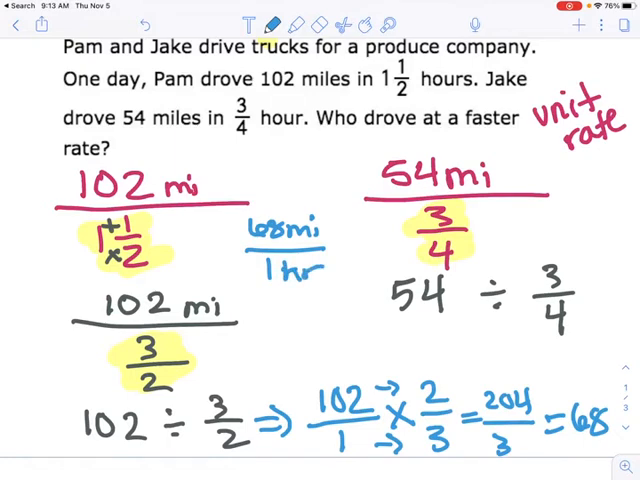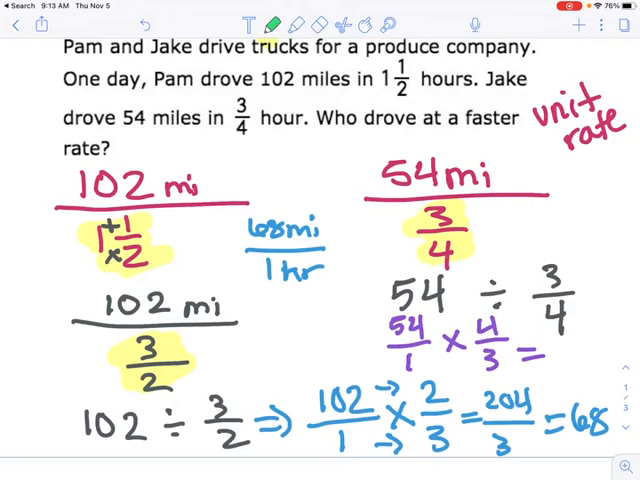And now for Jake, I'm going to use a different color here, 54 over 1. Change division to multiplication, flip that second fraction. Again, if you want to try simplifying beforehand, you can, or you can simplify after. I'm going to go ahead and show you guys simplify before, just as a refresher.